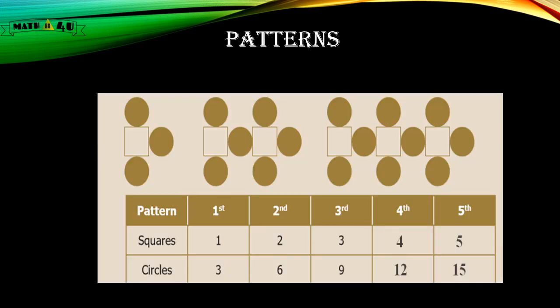In this pattern, you can see squares and circles. For one square, there are 3 circles. For 2 squares, there are 6 circles. For 3, 9 circles. For 4, it will be 12. And for 5 squares, it will be 15 circles, and so on.